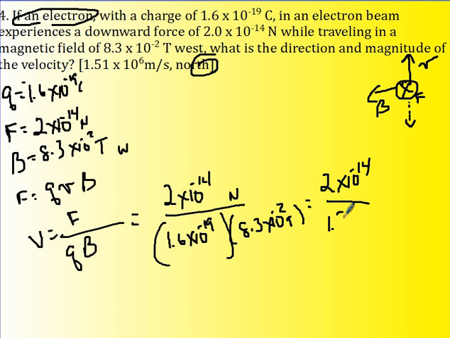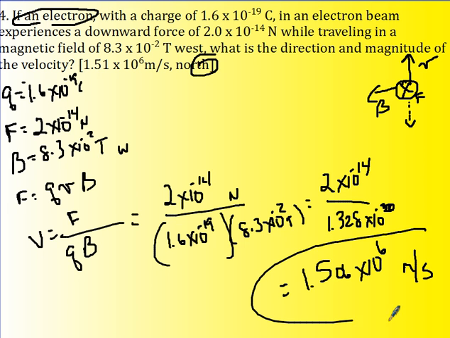1.328 times 10 to the negative 20. Oh, that's hard to see, isn't it? That's a 2, 0. Now divide that into 2 times 10 to the negative 14, and you get a velocity of 1.506 times 10 to the 6 meters per second. And we've already found that the direction is north. North is the top of the page, south is the bottom of the page, east is right, west is left.